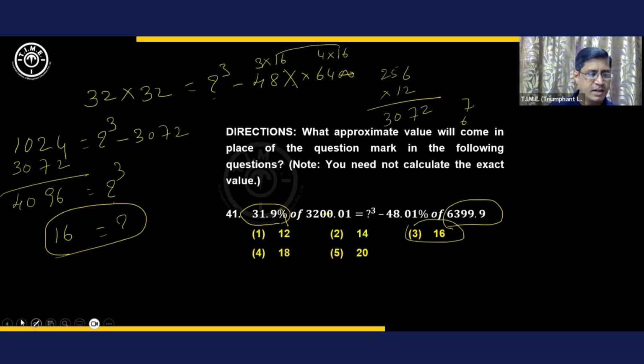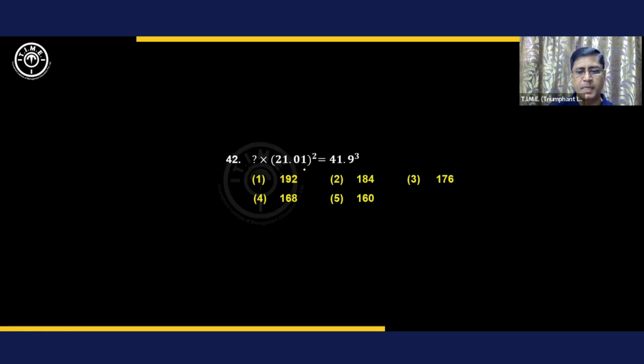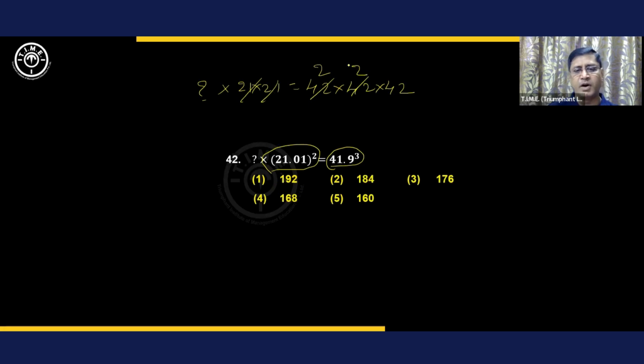Okay. Now look at the next example on your screen. Question mark to be found here. 21, the approximate value. 21 square means 21 into 21 into question mark is equal to, here it is approximately 42. So 42 cube means 42 into 42 into 42. 21 in 42, 2 times. Again, it goes 2 times. Now, what is the result?